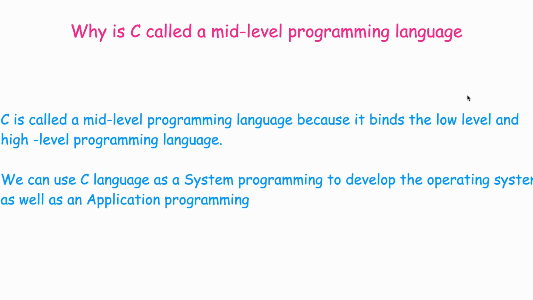And with the help of low level, you are able to develop system programming, to develop operating systems. And with the help of high level, you are able to develop application programming, for example, for gaming purposes. So I hope you are clear with both the things now, why C is called a middle level language and why C is called a procedural programming language.